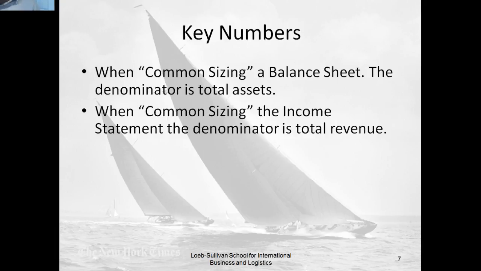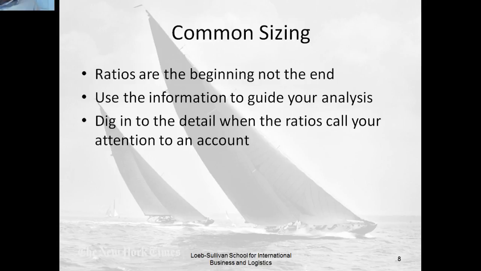For the income statement, the denominator is always total revenue. Cost of goods sold as a percentage of total revenue, gross profit as a percentage of total revenue, interest expenses as a percentage of total revenue, and so forth. So when you're common sizing, first you have to compute the ratios, which is pretty easy. We're using spreadsheets. But that's just the beginning. Now you have to use that information to analyze what's going on.